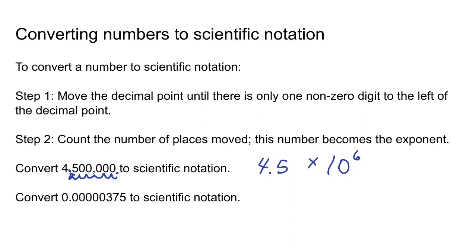since I moved it over 6 places to the left, which makes sense because every time you move the decimal point 1 place to the left, you're making the number 10 times smaller. So to balance that out, the base of 10 gets a positive exponent, the same number of decimal places that you moved the point to the left.